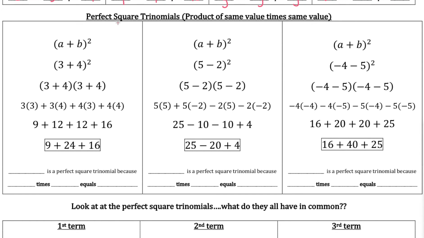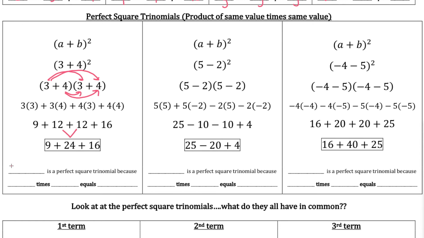So remember, perfect squares, they're going to be the same thing times the same thing. So for instance, we have 3 plus 4 squared, which is 3 plus 4 times 3 plus 4, which is 3 times 3, 3 times 4, 4 times 3, 4 times 4. So 3 times 3 is 9, 3 times 4 is 12, 4 times 3 is 12, 4 times 4 is 16. And then if you notice, we put the middle terms together, like the 3 times 4 and the 4 times 3. We put them together, we get 24.